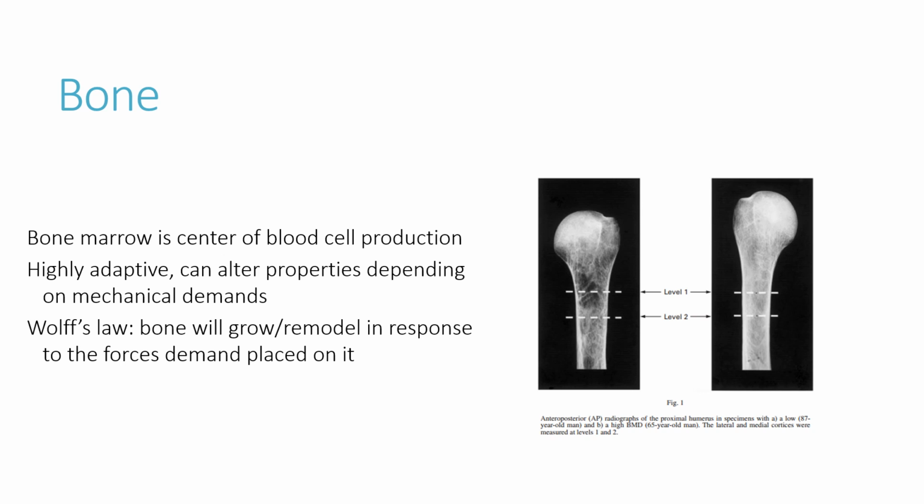Bone marrow function. Bone marrow serves as the primary site for blood cell production, including red blood cells, white blood cells, and platelets. It is essential for maintaining hematopoietic system function, critical for oxygen transport, immune response, and blood clotting.